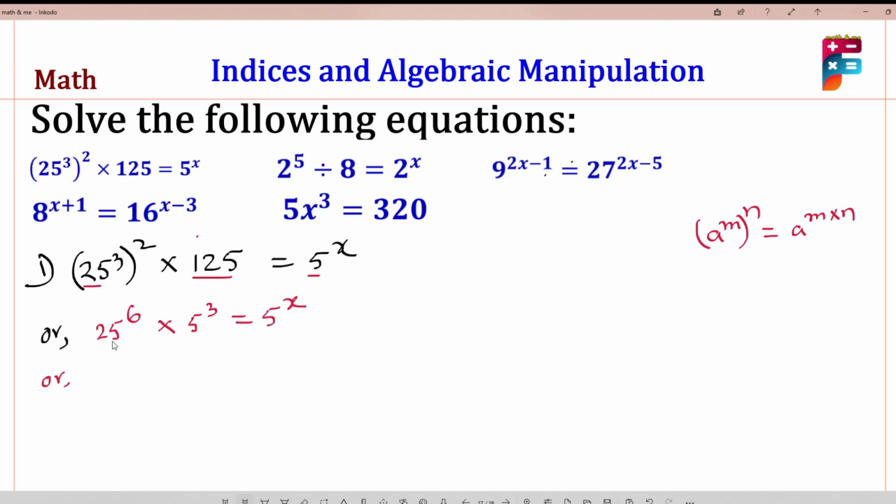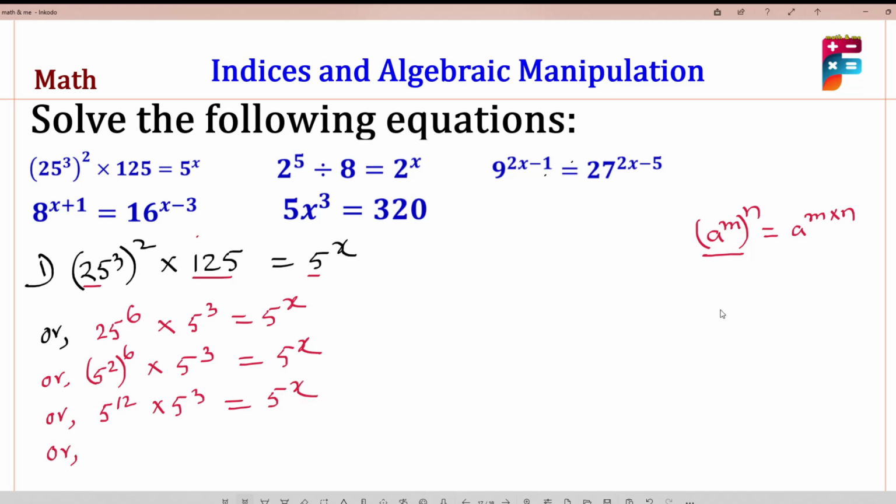Look, this 25 we can write as 5 squared, to the power 6, times 5 cubed, equals 5 to the power x. So here 5 to the power 2 to the power 6 means 5 to the power 12, by the rule a to the power m to the power n. And here is 5 cubed, and here is 5 to the power x.